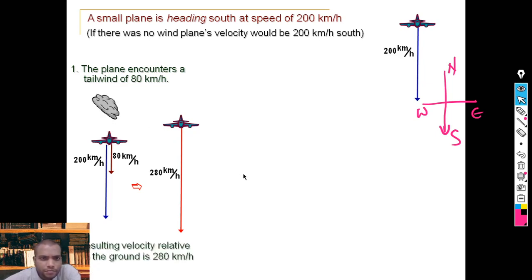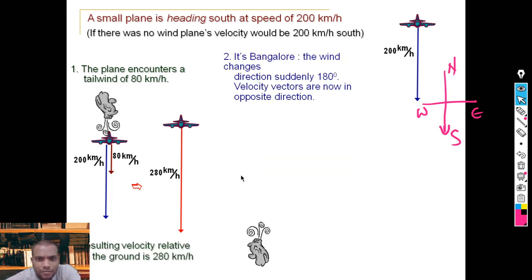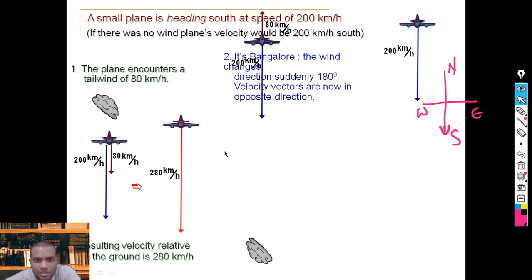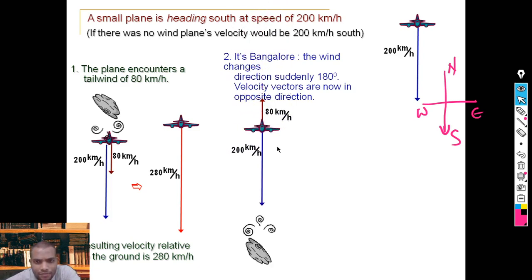Suppose we take a situation where it is landing in Bangalore, and the wind suddenly changes direction by 180 degrees. In the earlier case it was flowing towards the south direction. Now it is flowing towards the north direction. Now the wind, at 80 km per hour, is opposite to the plane velocity direction. Now the wind is blowing towards the north.